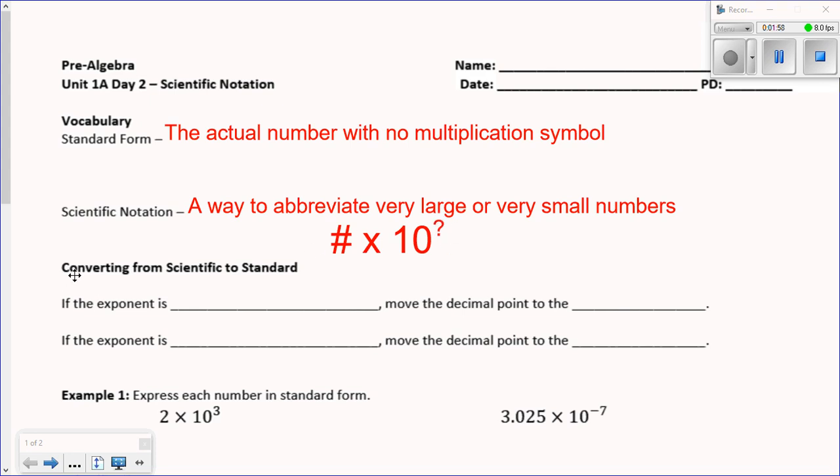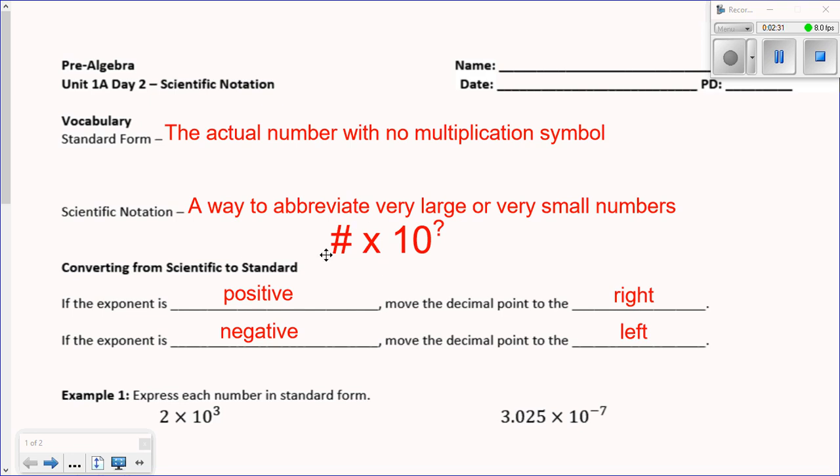So let's go ahead and talk about converting from scientific to standard. When we have it in this form, if the exponent with this 10 is positive, that means we're going to move the decimal point that's with this number that many spaces to the right. So say the exponent was 3, we're going to move the decimal place 3 spaces to the right. If the exponent is negative, we're going to move the decimal point to the left that many spaces. So again, if it was negative 3, we move it over to the left.